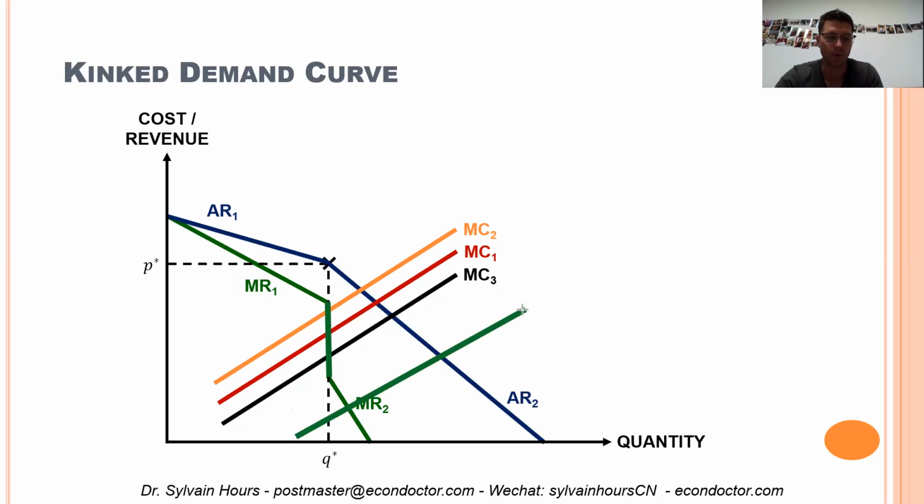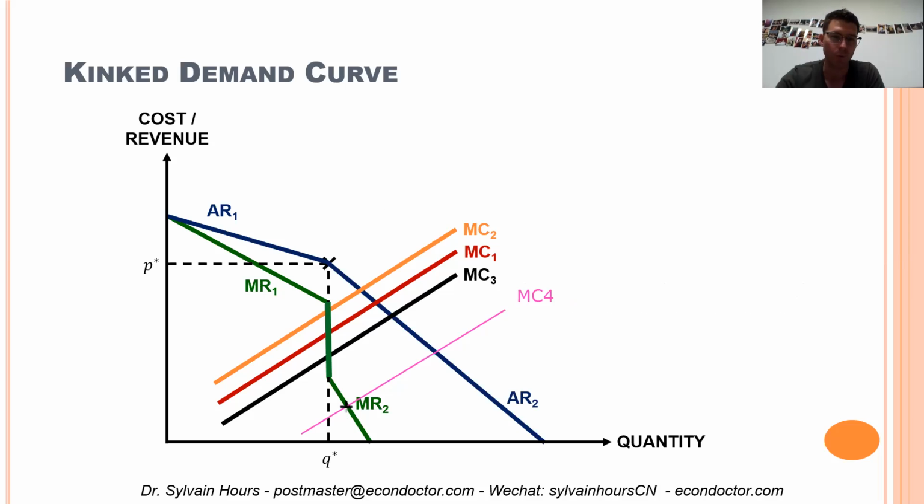So for example, let me use another color. If you have something like, oh, that's going to be a very ugly color, but let's try. Beautiful. Only if you have something like that, MC4. So this would be a significant reduction in your cost of production. In this case, you would have a change in the equilibrium quantity.